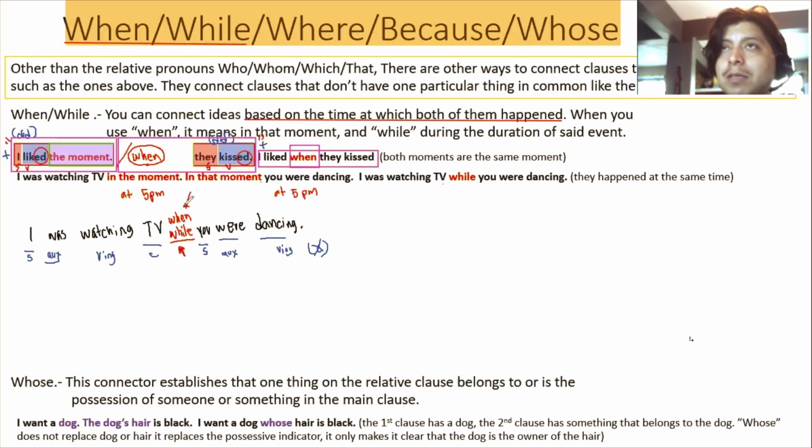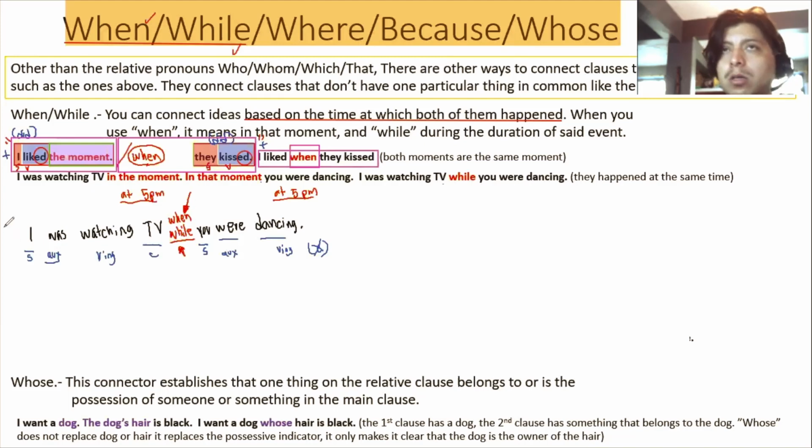Este nada más hace énfasis en que, bueno, no hace realmente énfasis, solo está hablando de que fue al mismo tiempo. Pueden usar cualquiera de los dos. Hay veces que tiene más sentido hacer énfasis en la simultaneidad. Hay veces que tiene más sentido hacer énfasis nada más en que sucedieron al mismo tiempo. Entonces ya sabemos cómo se usa when y cómo se usa while.